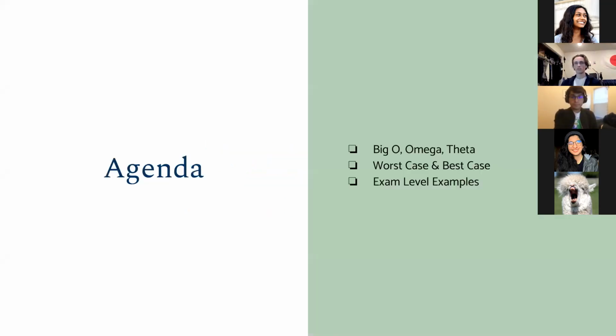So the agenda for today is we're going to review big O, big omega, and big theta, and look at some visuals and get a good understanding of what those mean. And then we'll start moving into what worst case and best case is and how that corresponds with our big O, big omega, big theta. And then we'll start looking at some exam level problems and walking through those.